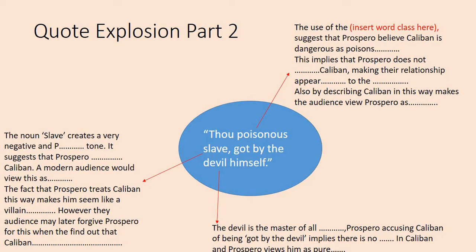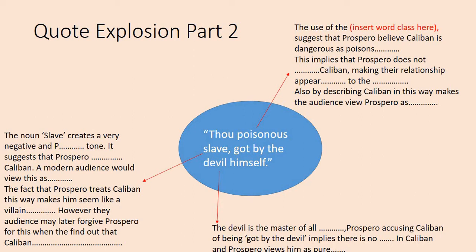Okay, it's a very dramatic way of describing people, isn't it? I mean, you're really emphasising how much power and authority and control you have over somebody. You're describing them as your slave. It suggests that Prospero has what in relation to Caliban? Okay, that might be more than one word you want to put in that gap there. And a modern audience would view this as what?